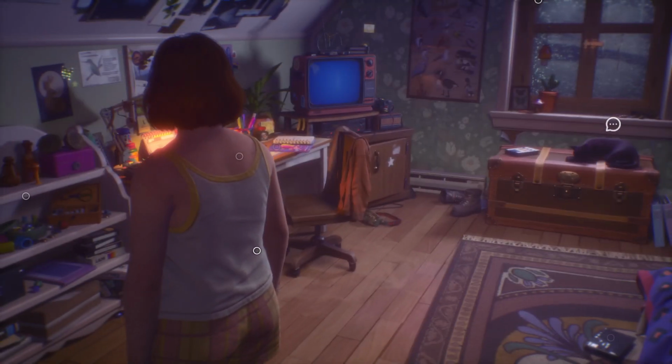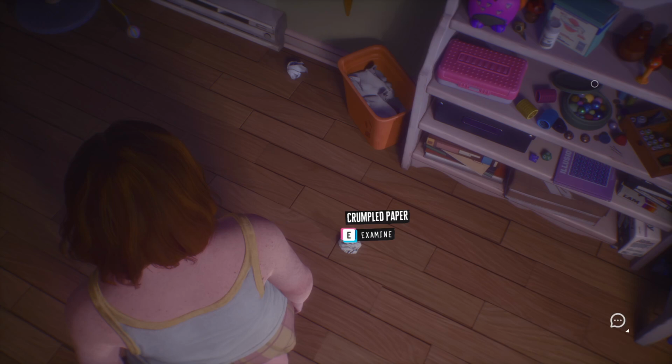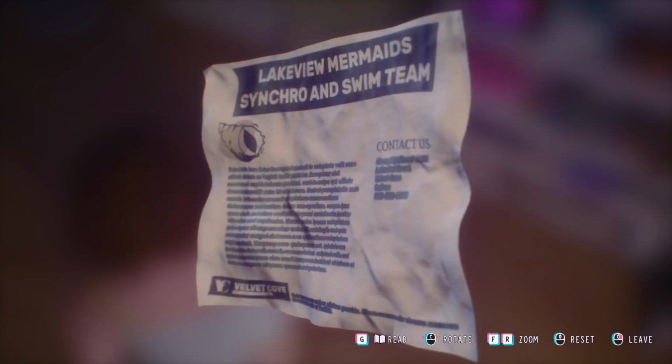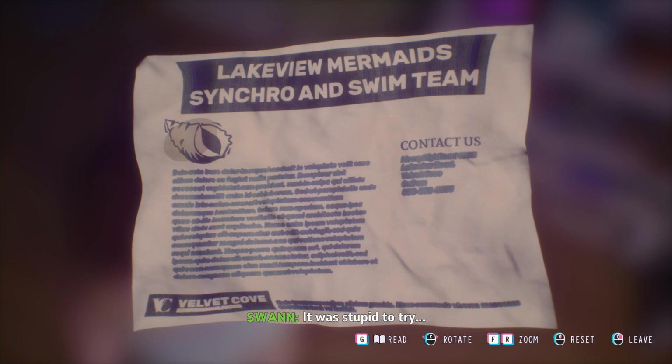Here's an example, right? Oh, a crumpled piece of paper. We interact with it. We get a second interaction prompt inside. This is a fun little trick to give you a little bit more texture. "It was stupid to try." Swan has something to say about it. She doesn't address it directly, but we clearly learn that Swan tried for her swim team, and it went disastrously. So disastrously that she crumpled this up, threw it at the wall, and missed, right? So clearly this went very, very poorly.